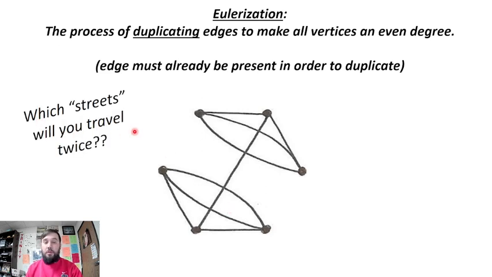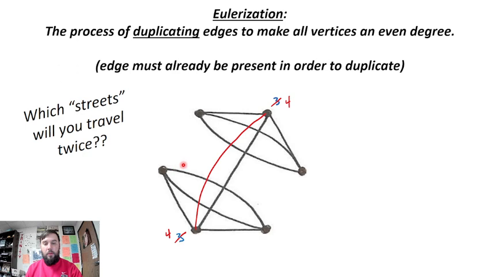Which streets would you travel down twice, or duplicate? Maybe I'm going to duplicate this street right here. I'm going to backtrack on this street. Remember, they were 3. Now, if you notice here, the degree of those vertices is now 4 because I duplicated. Now there's 4 edges: 1, 2, 3, 4. There was 3, and now there's 4. Same thing over here. When I duplicated this edge, this vertex right here had a degree of 3, but now it has a degree of 4. So that is the process of turning all the vertices into an even degree.